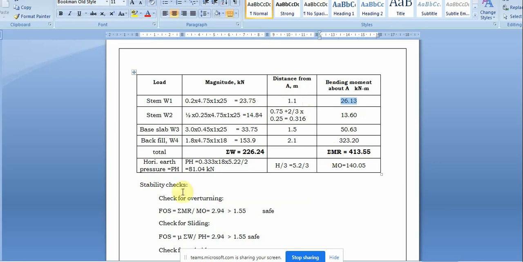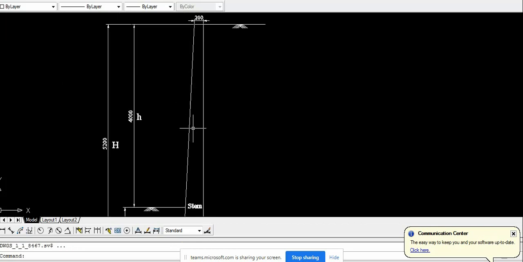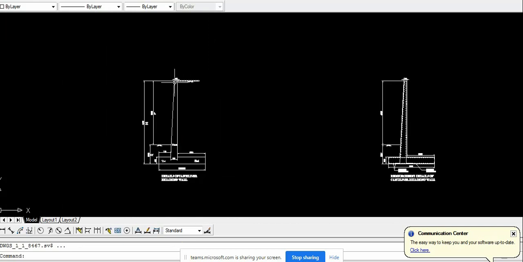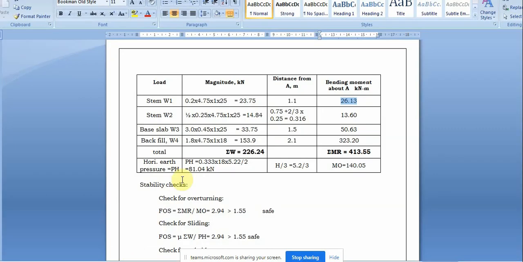Similarly, the second section, the triangle section. So this is in terms of area here. The triangle means top it is 0, bottom it is 250. So find the area of the triangle into density of concrete. That is half, width is 250, height is 4.75, into the density, into per 1 meter width. We get the stem, which is in the inclined section, will have a magnitude of 14.84.